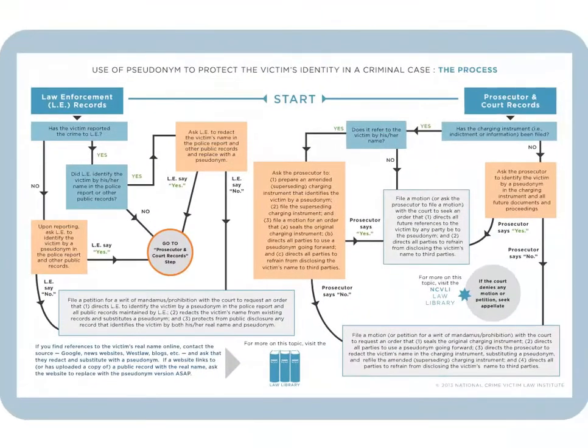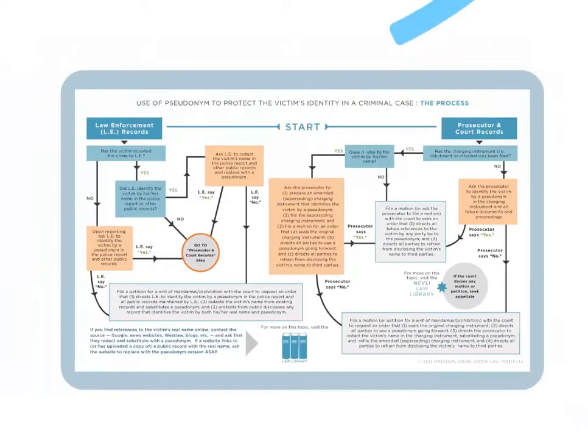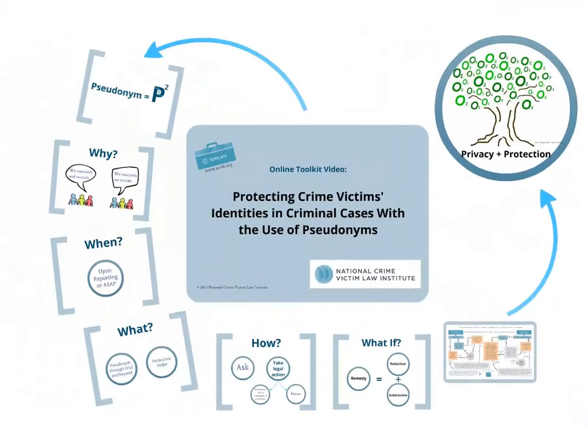As a final note, NCVLI has flowcharts and other resources on this topic that are available in our online toolkit library. On your screen is a snapshot of one flowchart that guides you through the basic process of securing the use of a pseudonym in a criminal case. This concludes our overview of the use of a pseudonym to protect the victim's identity in criminal cases.